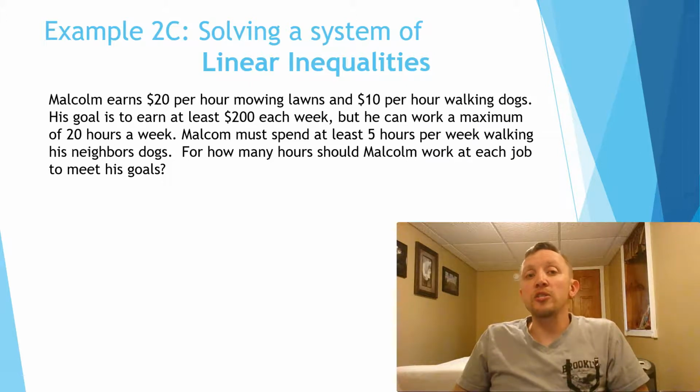So it says Malcolm earns $20 per hour mowing lawns and $10 per hour walking dogs. His goal is to earn at least $200 each week, but he can work a maximum of 20 hours a week. Malcolm must spend at least 5 hours per week walking his neighbor's dogs. For how many hours should Malcolm work at each job to meet his goals?